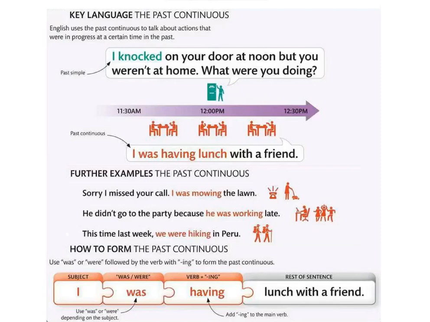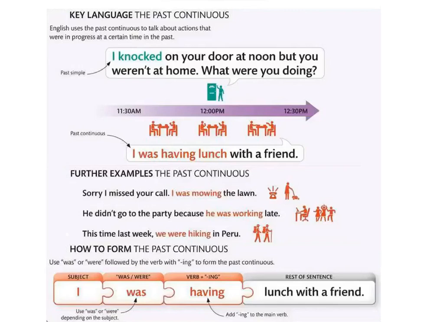I knocked on your door at noon, but you weren't at home. What were you doing? Look at the answer here. I was having lunch with a friend.